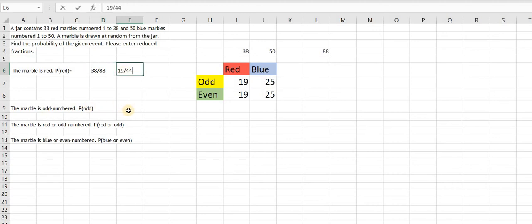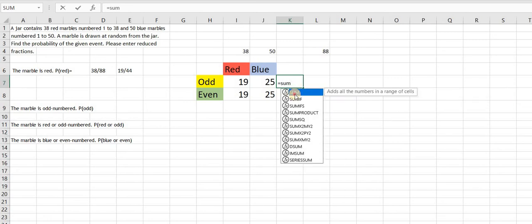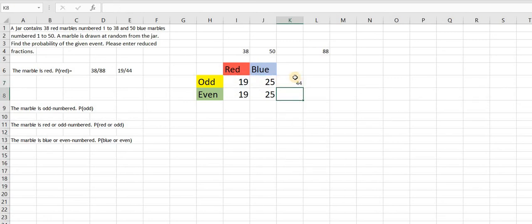Now the second probability, we want to find the probability of selecting odd marbles. We have 19 red odd marbles and 25 blue odd marbles. That is a sum of both of these numbers, so a total of 44 marbles to select from, divided by the total number of marbles, which is 88. If you divide by 44, you're going to get 1/2. So the probability here is going to be 1/2 as a reduced fraction.